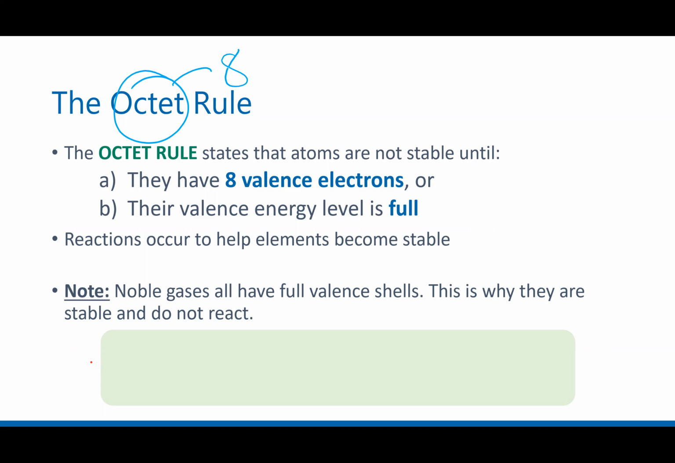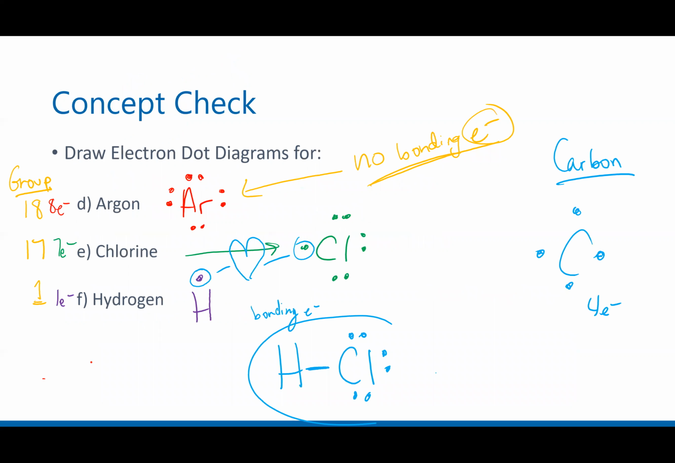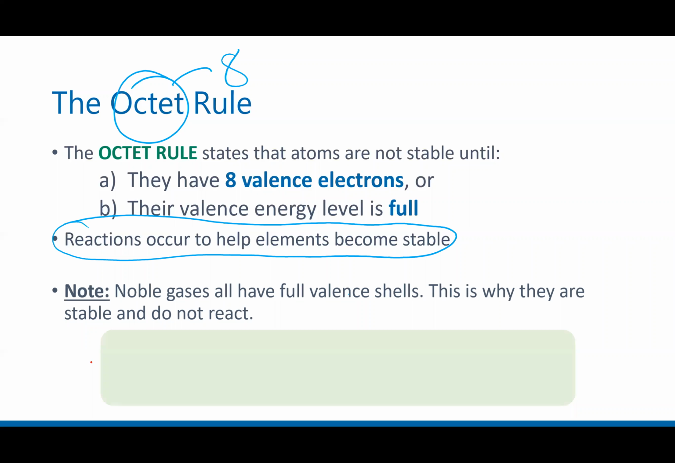The octet rule. Octet means 8. If you think of an octopus, 8 tentacles. An octagon, or polyhedrons, like mathematical shapes, 8 is octet. The rule is elements or atoms are not stable until they have 8 valence electrons, or basically their outer energy level is full. Reactions happen to make elements become more stable. So what happened with this reaction here is that they bonded, and it helped them become more stable. And we'll talk about that next week.